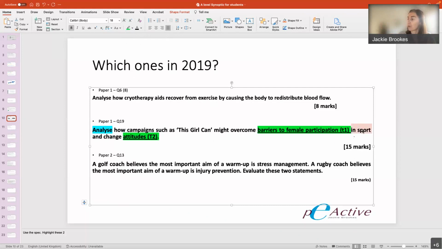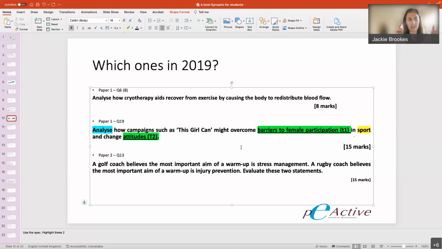Circling would be sport. So this is quite generic. It would allow them to just choose any sport to talk about. And then because it's analysed, we still need to do that 4th step. And it's basically this bit here, how those campaigns might overcome those barriers. So that's the say why, that's the impact.